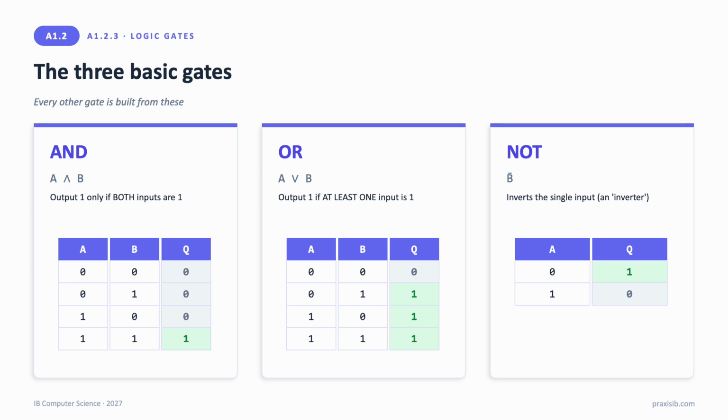The second gate is the OR gate. An OR gate outputs a 1 if at least one of its inputs is a 1. It only outputs 0 when both inputs are 0. Picture 2 switches side by side this time.